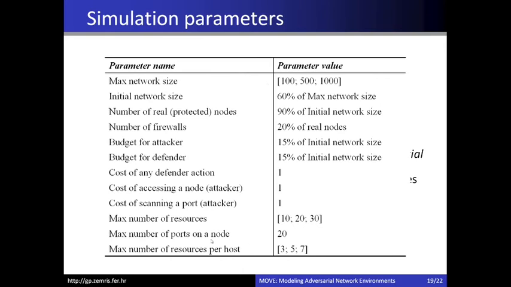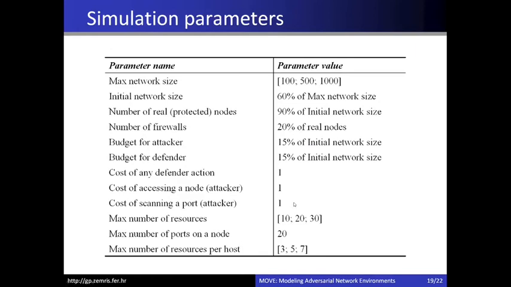And we performed some simulations to show the functionality of the simulator. We experimented with different network sizes, from relatively small to, say, a larger network. We experimented with a different number of resources per host. Initial network size is not always equal to the maximum network size, because the network can grow during the evolution and during each simulation. And to denote some costs for the attacker and the defender, we allot them a budget, which is initially the same, 15% of the initial network size, for instance. Cost for any defender action is 1, cost of accessing a node or accessing a port is 1 for the attacker side. It is important to note that these values, their costs and budgets, are completely arbitrary.